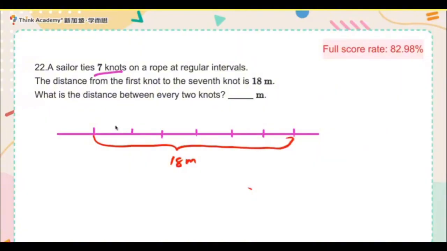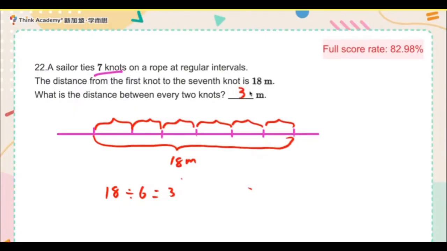So you can see 7 knots give us how many intervals? How many small intervals? Let's count together. 1, 2, 3, 4, 5, 6. 6, right? So what we're going to do is 18 divided by 6, which gives us 3. So we can see the distance between every two knots should be 3 meters. If until now you still cannot remember the times table, then you need to be careful, because a lot of questions will be about multiplication and division.